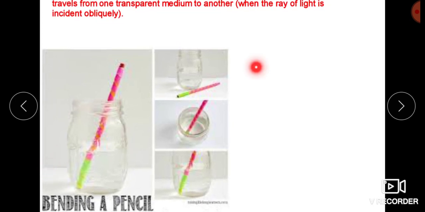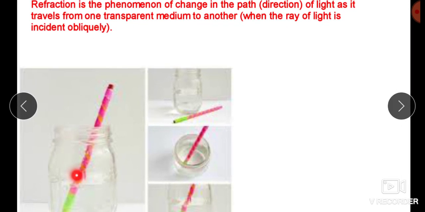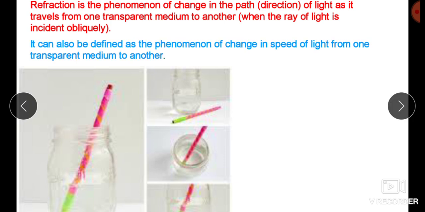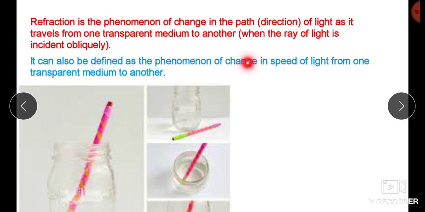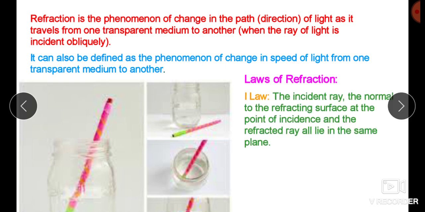Again, the same thing: here we will learn about refraction. So what does refraction mean? Refraction is the phenomenon of change in the path of light as it travels from one transparent medium to another transparent medium. It means the speed of light is changing from one medium to another medium. Whenever the change occurs, we can notice the bending. In which direction does this light bend? It can also be defined as the phenomenon of change in speed of light from one transparent medium to another transparent medium, which we already discussed.